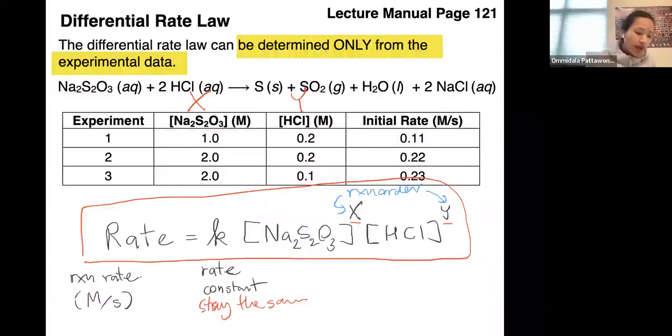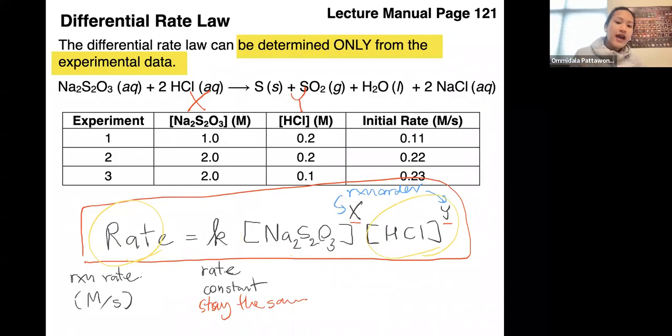So in this case, when we are looking at the differential rate law, we're looking at the relationship between rate and the concentration of the reactant, right? So if you want to know how the change of concentration of sodium thiosulfate affects the rate, then you need to keep the concentration of hydrochloric acid constant, right, in order to see the true effect of sodium thiosulfate. Vice versa, if you want to know how the concentration of hydrochloric acid affects the rate, then you will need to keep the concentration of sodium thiosulfate constant, so that way you see only one effect at a time. Okay, so that's what we are going to do now.